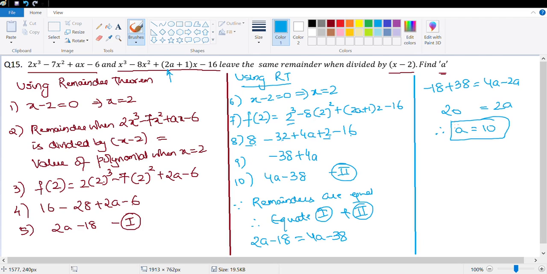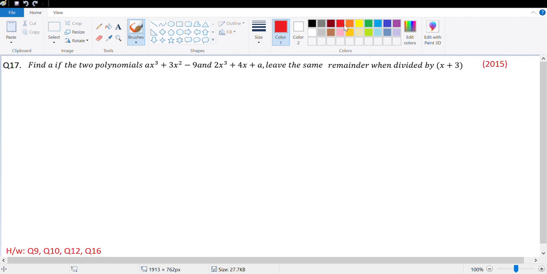So when the value of a is 10, then both these polynomials, when they are divided by x minus 2, will leave the same remainder. How much is it? We can figure it out, but that's not the question. They wanted us to figure out the value of a. So that brings me to the last question from this exercise, which is question number 17. It says find a if the two polynomials leave the same remainder when divided by x plus 3.